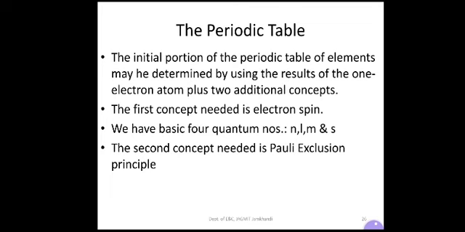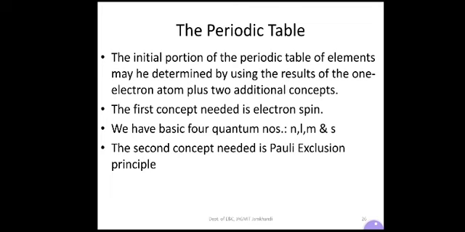The initial portion of the periodic table of elements may be determined by using the results of one electron atom plus two additional concepts. So there are two concepts here. The first concept needed is electron spin.